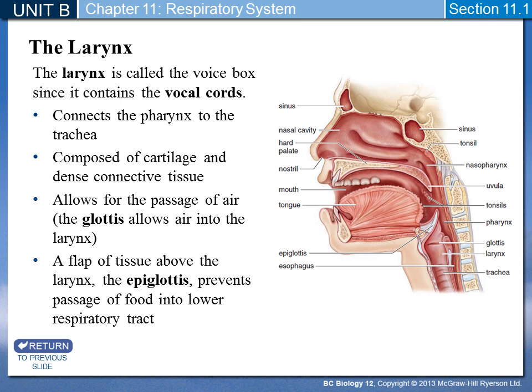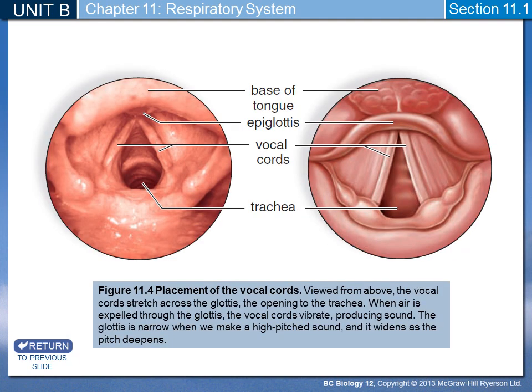Now, at the back of the throat, we have the epiglottis that closes off, preventing passage of food into the lower respiratory tract. When that epiglottis is opened up, where we are allowing air in, the air will go into the glottis, and that allows air into the larynx. So this is where the vocal cords are.